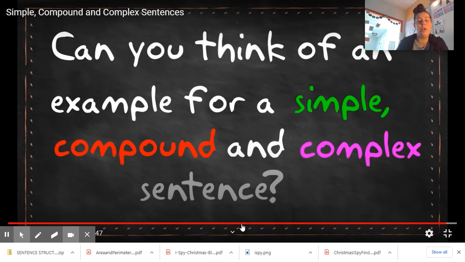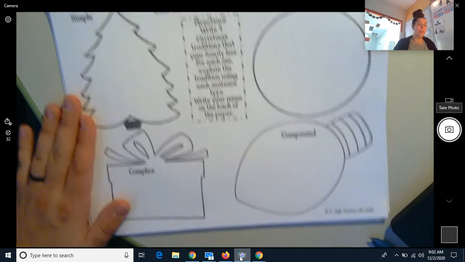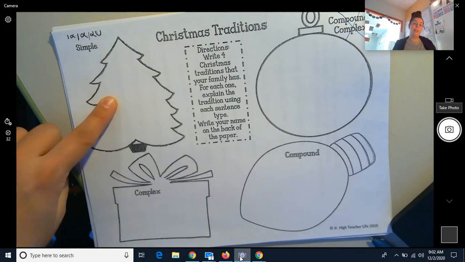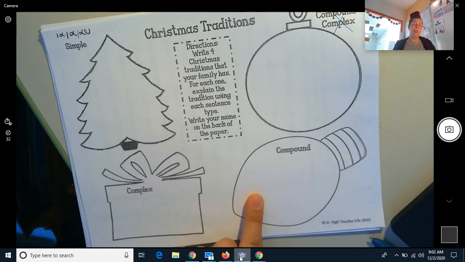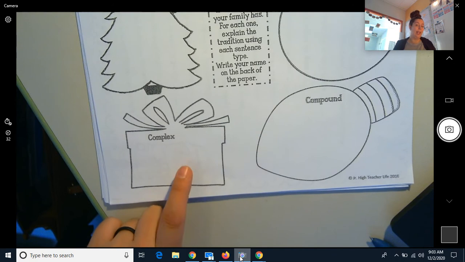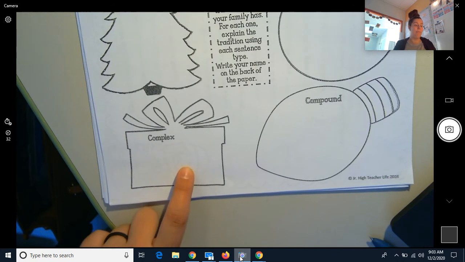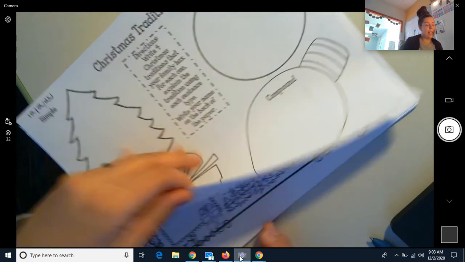Okay, so if I exit out of this, when I go back to this one right here that we were working on, Christmas traditions, when I write a simple sentence, that's a sentence that can stand on its own. Compound sentence, two sentences that can stand on its own with a conjunction. Complex, that's one complete sentence and a little extra that can't stand on its own put together, okay?